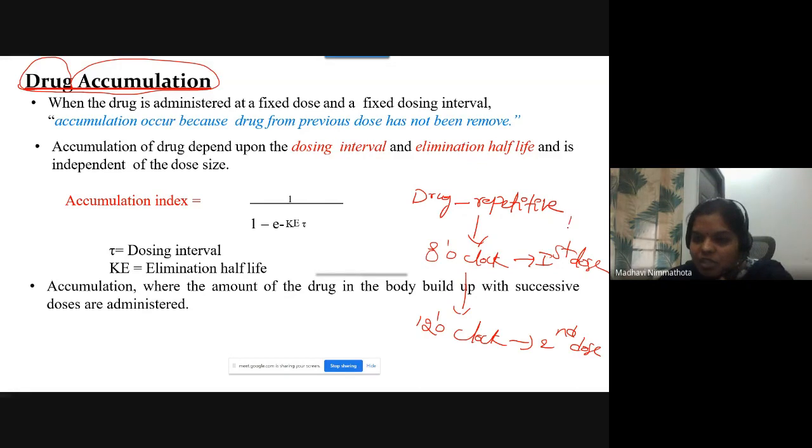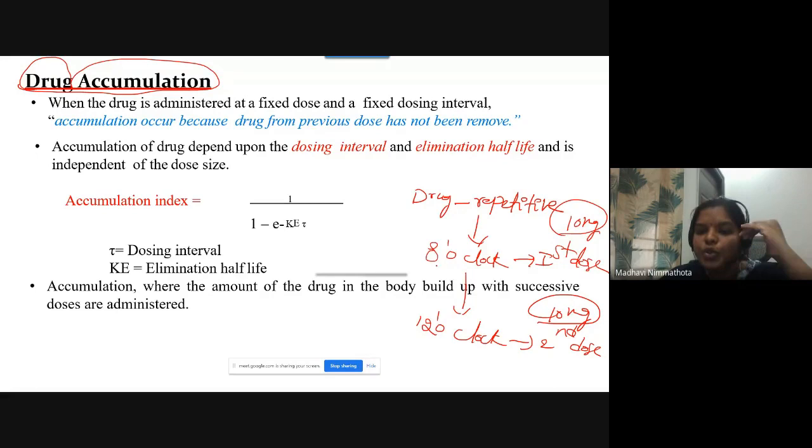Suppose your first dose is 10 mg and the second dose is also 10 mg. Every time we take the same size dose of the drug. So in the first dose we have taken 10 mg at 8 o'clock. And at 12 o'clock, we need to take one more dose, that is also 10 mg, and this is called the second dose.